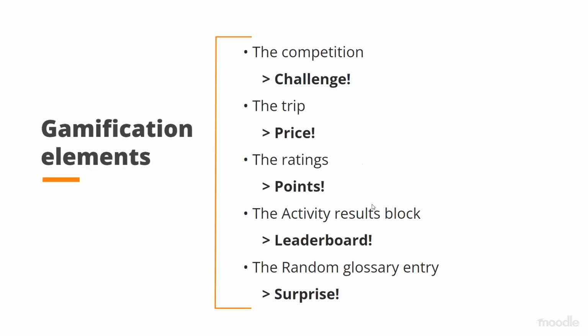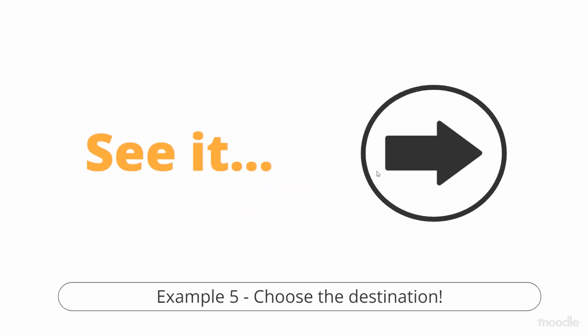Now, if we see these from the gamification angle, we will see that the competition is the challenge, the trip is the prize, the ratings are the points, the activity results block is the leaderboard, and the random glossary entry is the surprise element necessary in every game. So let's see this activity.